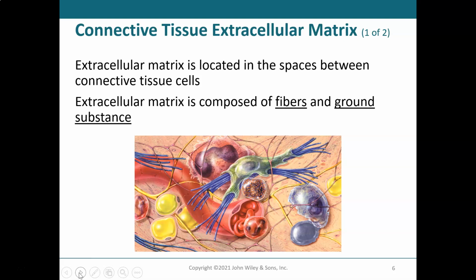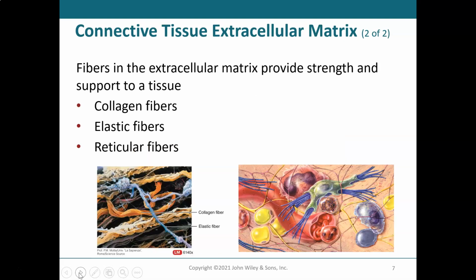So again, just to recap, extracellular matrix is located in the space between connective tissue cells and is composed of fibers and ground substance. Substances found in ground substance include things like hyaluronic acid and some sulfates. And the function of ground substance is that it supports, it binds, and it provides a medium for exchanging materials between the blood and cells. So it has a really important role with respect to having an indirect effect on cell function.